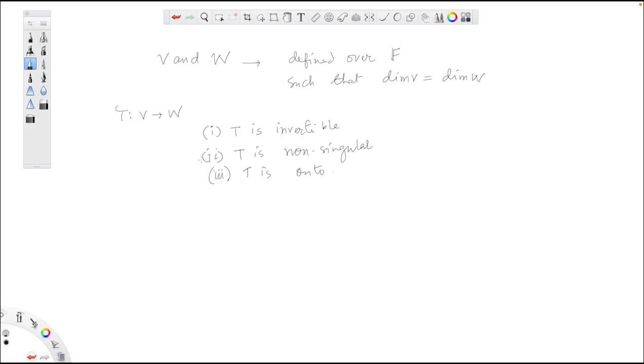Okay, so in this segment, we will try to give two more statements that are equivalent to all these three statements. So let me write them here. There are two more conditions that are equivalent to the three conditions stated above.